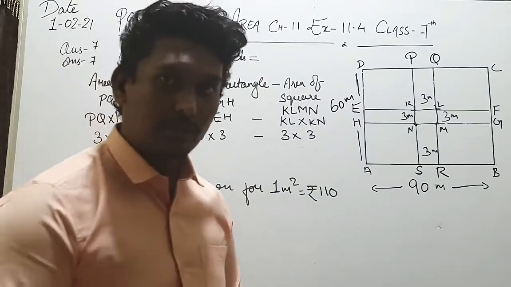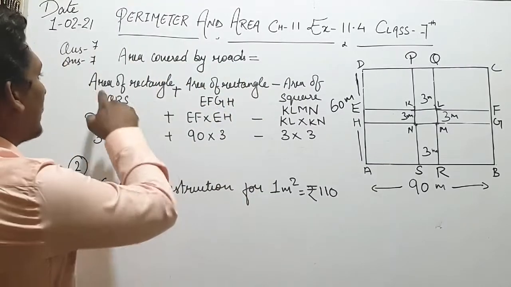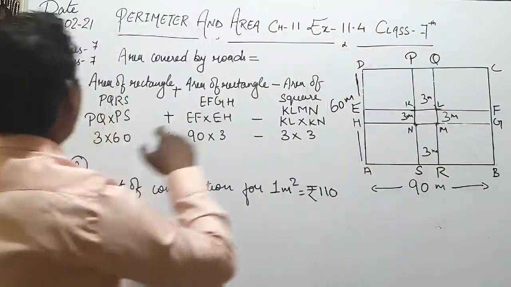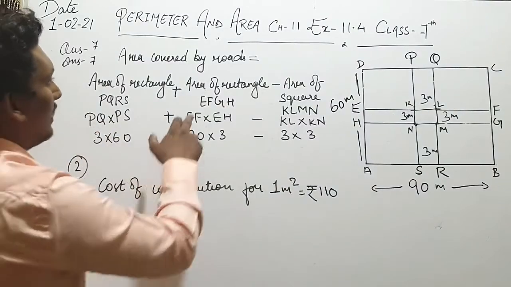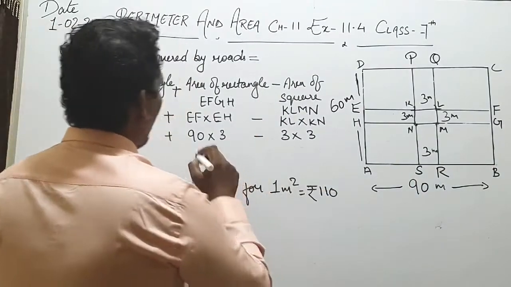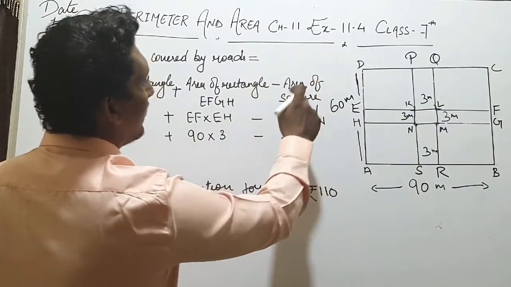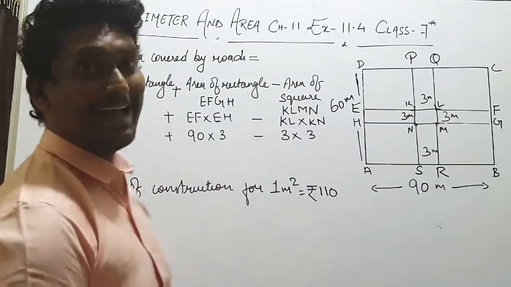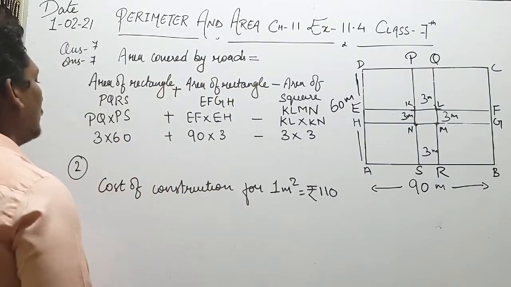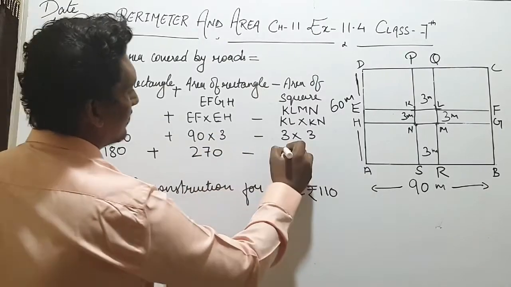So this question is homework. What you have to do is, first we have to find out the area covered by roads. First, area of rectangle PQRS, that is length into breadth, PQ into PS. Then area of rectangle EFGH, that is 90 into 3, EF into EH, and we have to subtract the area of square, that is KLMN. The side is given 3, so 3 into 3, that is 9. So here 6 3s are 18, 180 plus 9 3s are 270, minus 9.